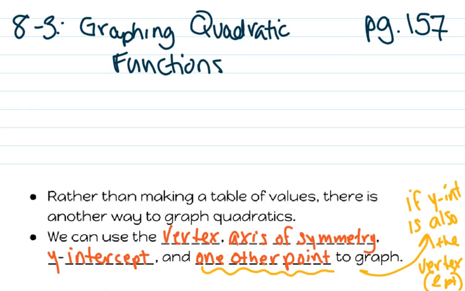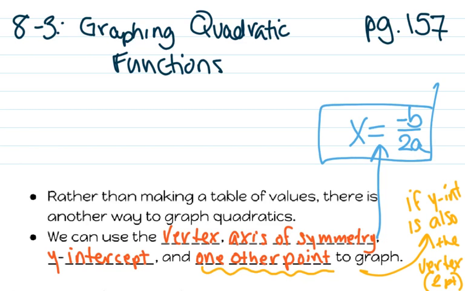And just a quick review from 8-2. Hopefully you remember that the axis of symmetry is the vertical line x equals -b over 2a. And then the vertex would be this x coordinate, and then whatever you get when you plug that x value into the quadratic would be the y coordinate.